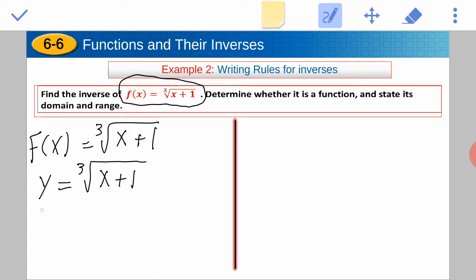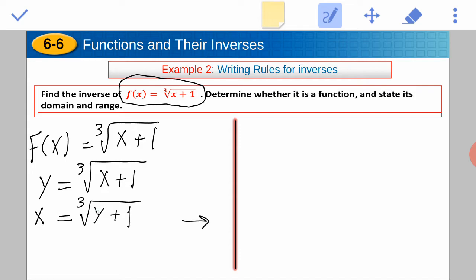So you make this y an x, equals the cube root of, and you make this x a y. Okay, guys. Step number 3, you solve this equation for y. You try to isolate the variable y. This is going to be the inverse of f of x.